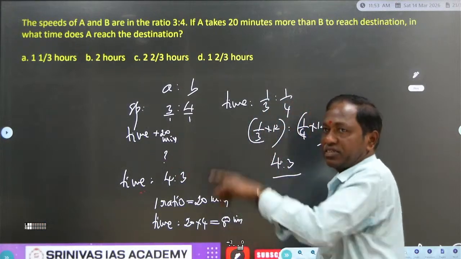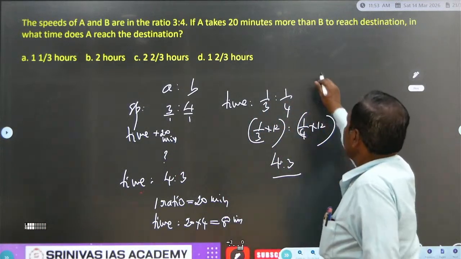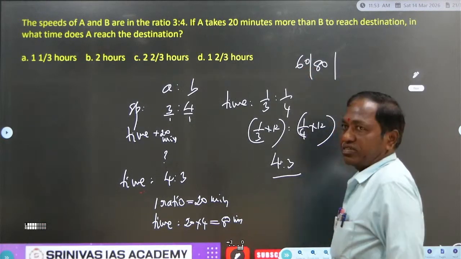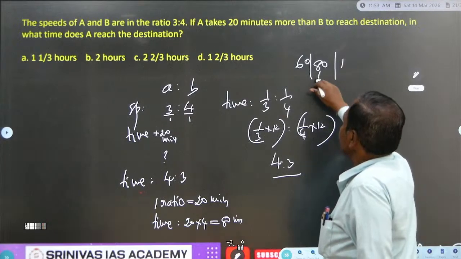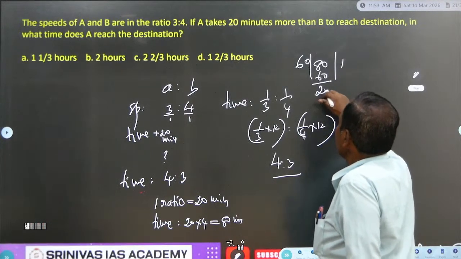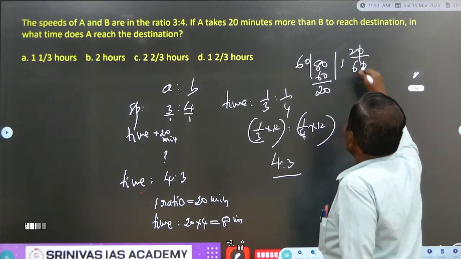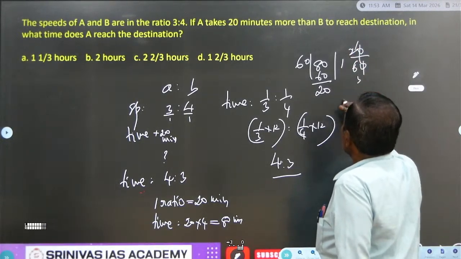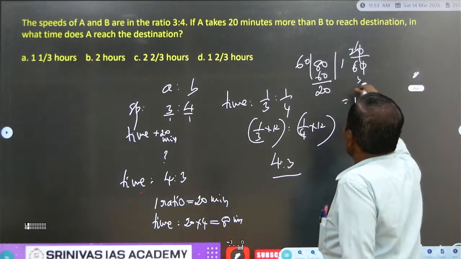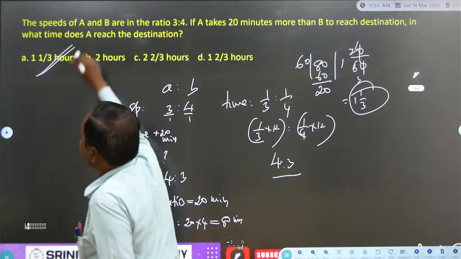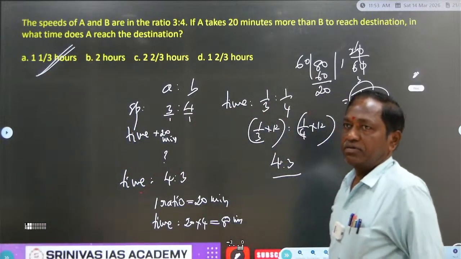Options are in hours, right. So 80 divided by 60 gives hours. 60 ones are 60, leaving 20, and 20 by 60 gives 1 by 3. It means 1 1/3 hours, like that. That's all. Okay.